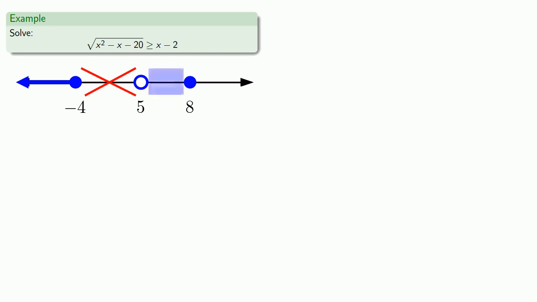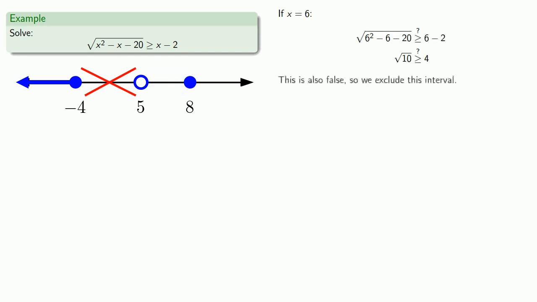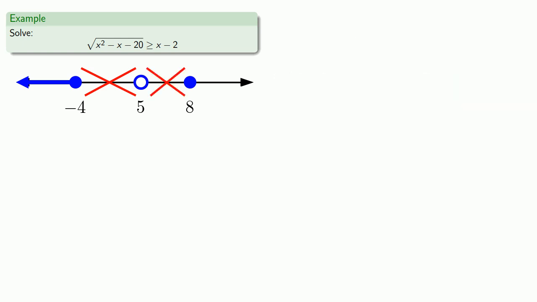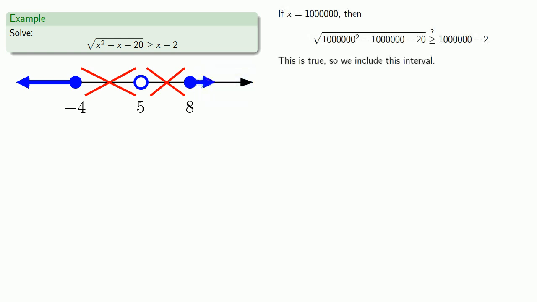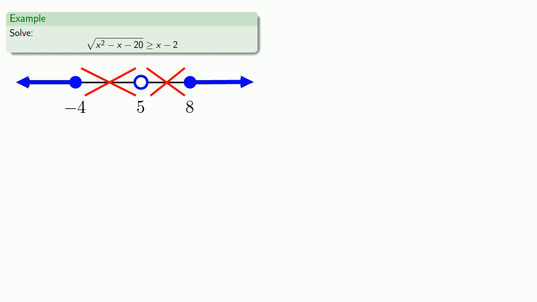In the next interval, we can try a test point of x equals 6, and this is false, so we'll have to exclude this interval. And in our last interval, we can try x equals 1 million, which is true, so we should include this interval in our solution set. Now, since we have the graph of our solution set, we can write our answer in interval notation.